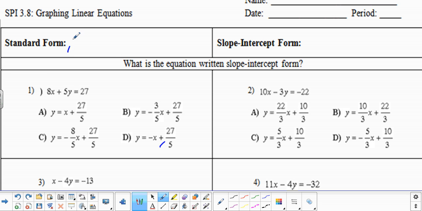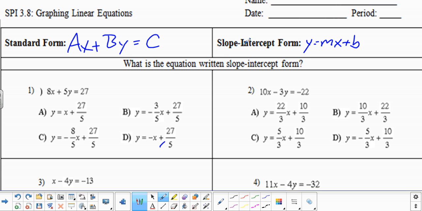So standard form, if you remember, is Ax plus By equals C, and A, B, and C are all numbers. They're all the numbers that go in the equation. Slope-intercept form, this is something we've been dealing with for a while. That's y equals mx plus b. M is your slope, and b is the y-intercept.